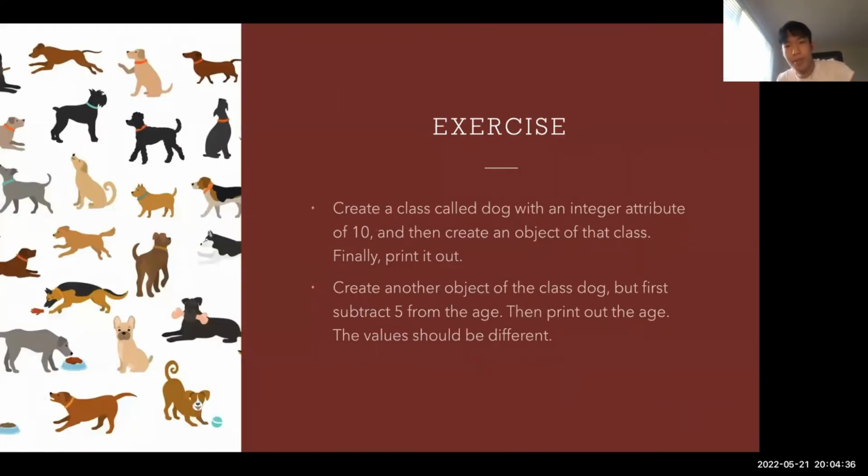Yay, exercise. So try to create a class dog with an integer attribute of 10, and then create an object of that class, and then print out the integer attribute of 10. So it should print out 10, ideally. And then after you're done with that, make another object of the class dog, but before you actually print anything out, I want you to subtract 5 from age. Up here it's supposed to say age, so make it age, and then you print out the age. And then this time the value should be different because you subtracted 5 before you printed it. So I'll give you guys a few minutes to do that.